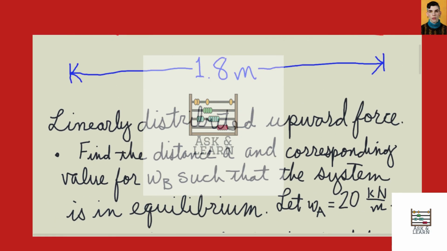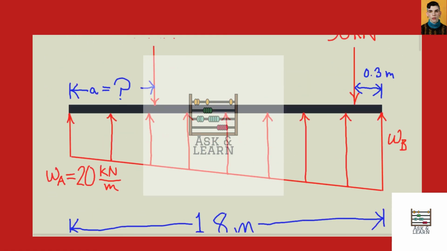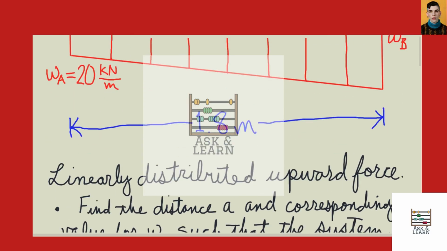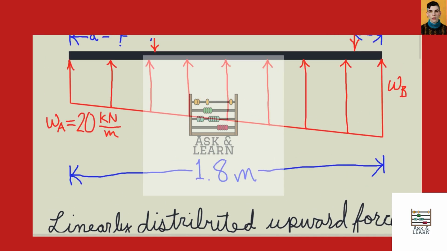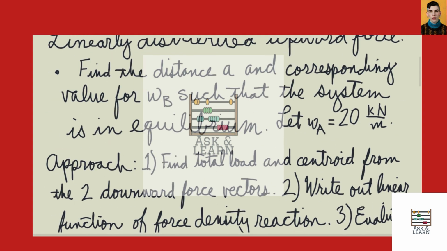In this problem, given this linearly distributed upward force, we're asked to find the distance A, that's the distance from far left to the location of the left downward force vector. Find that distance A and the corresponding value for W sub B, which is the y-coordinate of the final point of our linearly varying force density. Find those such that the system is in equilibrium. And as already said, we're given this time, as opposed to the previous problem, W sub A equals 20 kilonewtons per meter.